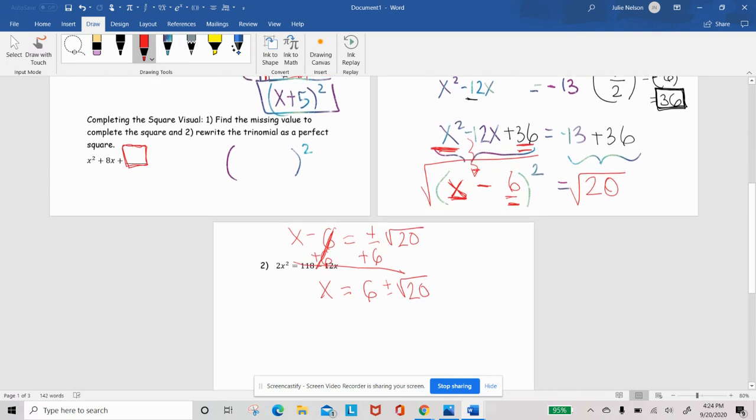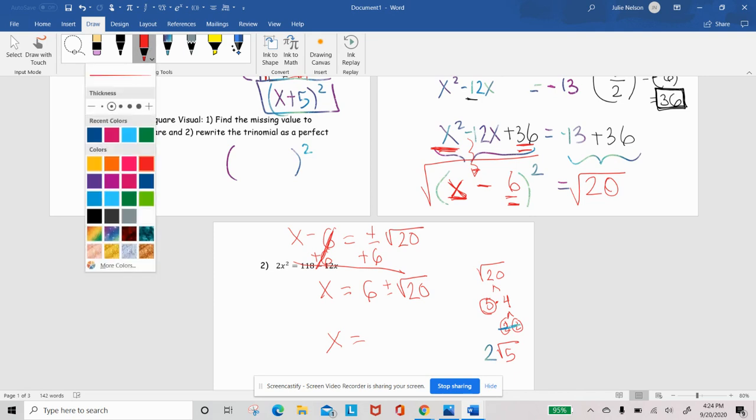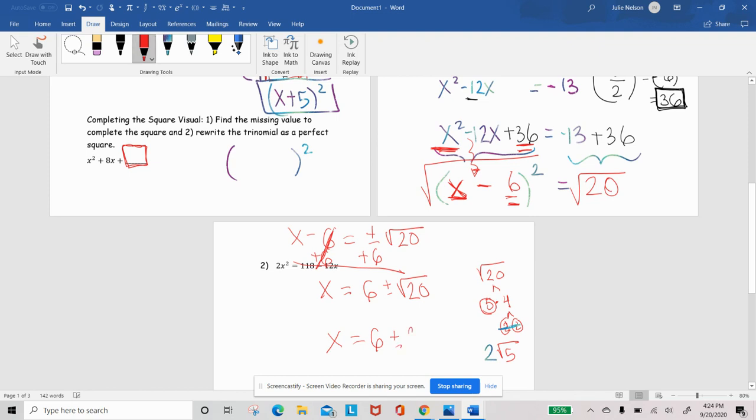Now we are going to change that square root of 20, because you could actually break it down. 20 breaks down to 5 times 4. 4 breaks down to 2 times 2. And square root means pairs. What do I have a pair of that can come out of the square root? Well, I can factor out a 2, and I'm left with a 5. Okay, so I need to rewrite 6 plus or minus the square root of 20 as 6 plus or minus 2 square root of 5.